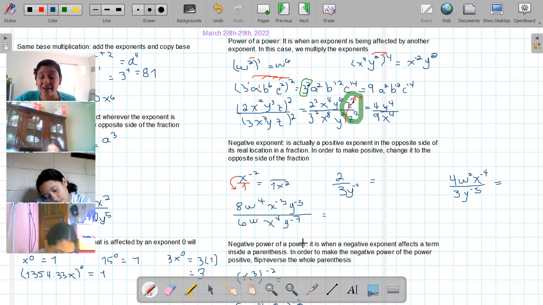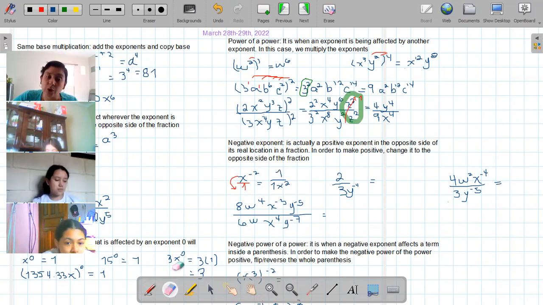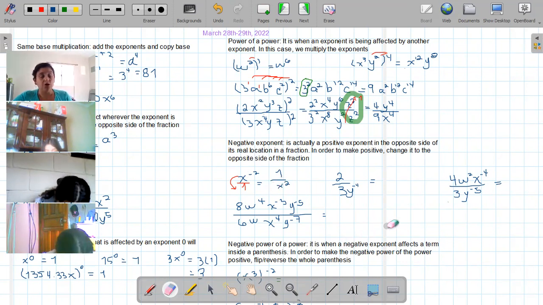But remember, I cannot leave a fraction without a numerator. So I place this one over here. Now remember as well, I do not need to have coefficients of one. So this one can actually disappear. So x to the negative 2 is the same as saying 1 over x squared. And that's how we make it positive.